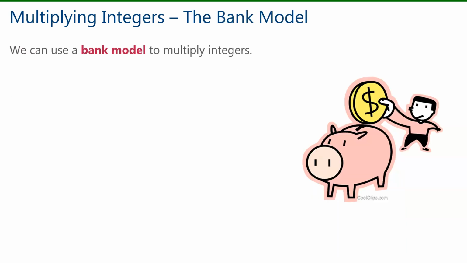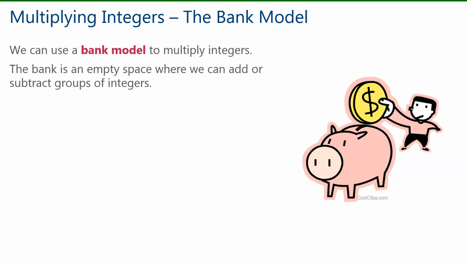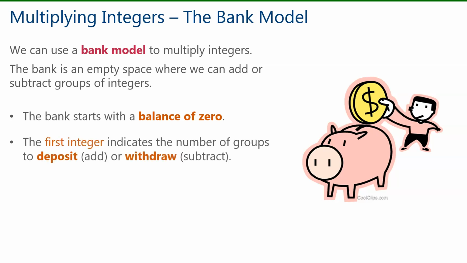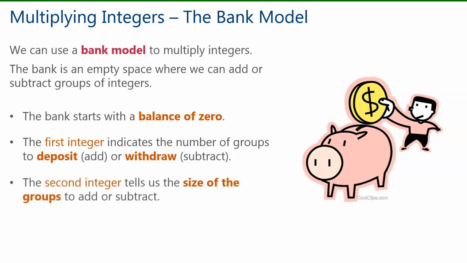We can use a bank model to multiply integers. The bank is just an empty space where we can add or subtract groups of integers. The bank always starts with a balance of 0. The first integer will indicate the number of groups to deposit, which means add, or withdraw, which means subtract. The second integer tells us the size of the groups that we'll be adding or subtracting to the bank.